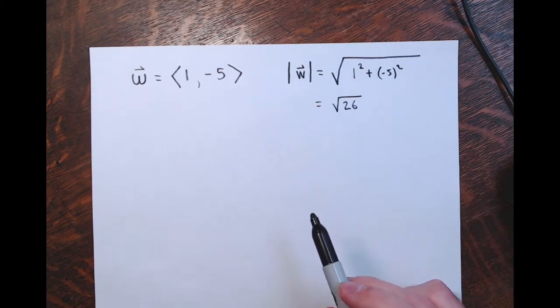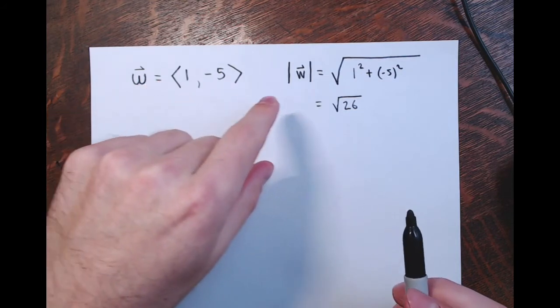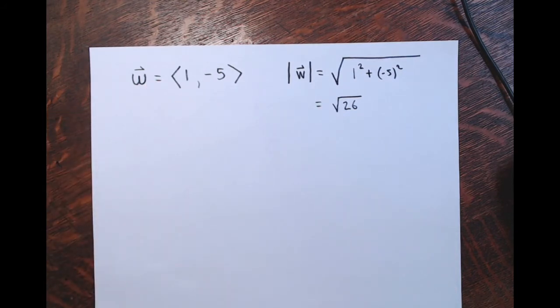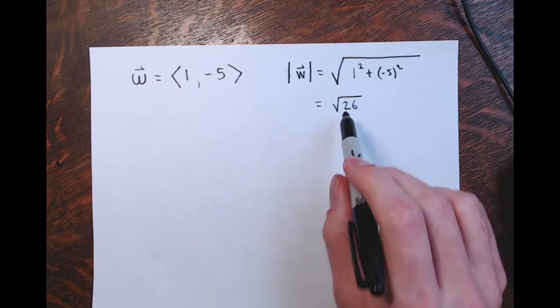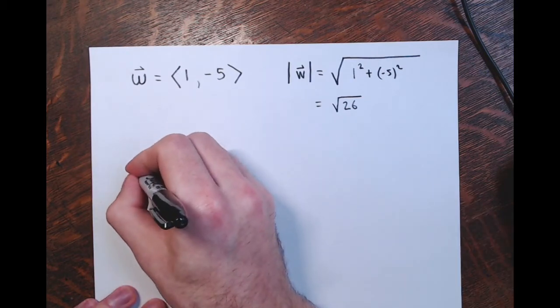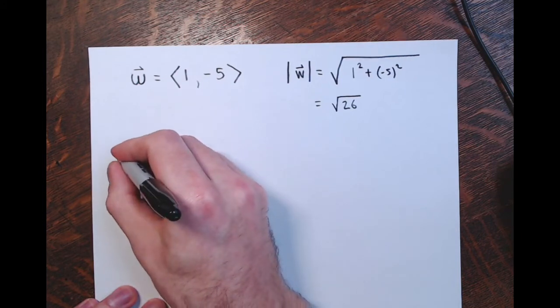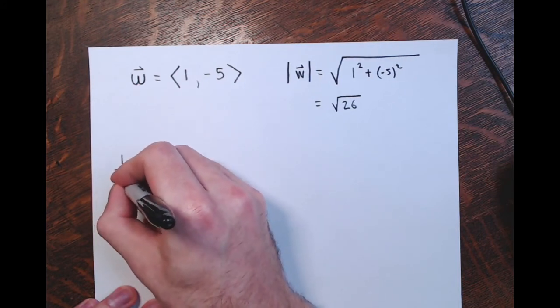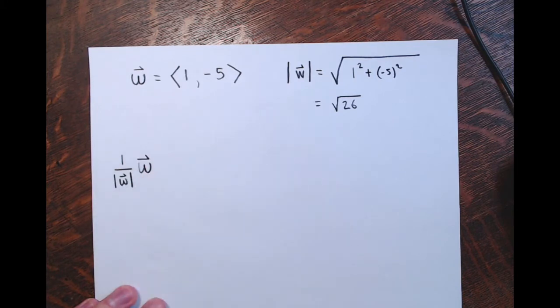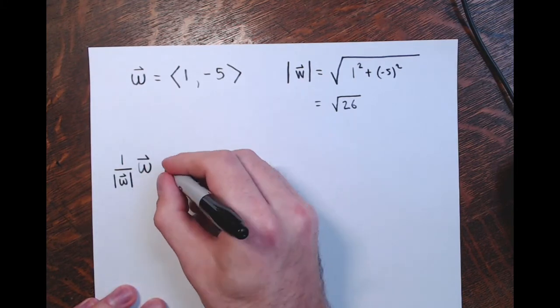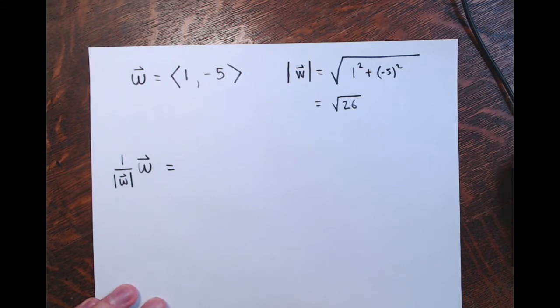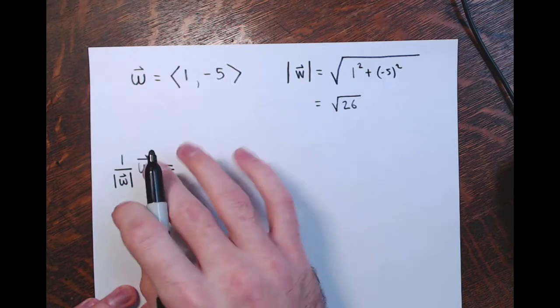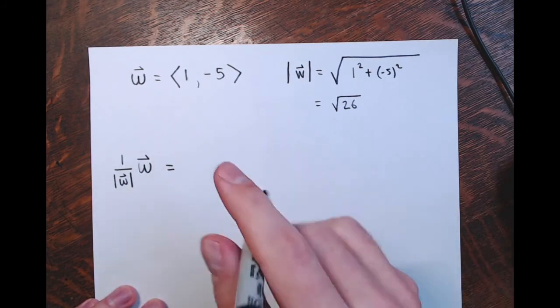If this vector is a little more than 5 units long, the square root of 26 units long, and I want a vector that points in the same direction but is only 1 unit long, I just take W and multiply it by the reciprocal of its length, or you could say W divided by the magnitude of W. This will give me a vector that's 1 unit long and points in the same direction as W. You can draw these if you want on the coordinate plane. I'm not doing that this time.